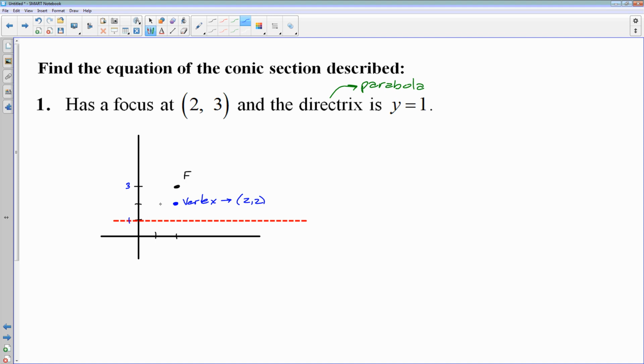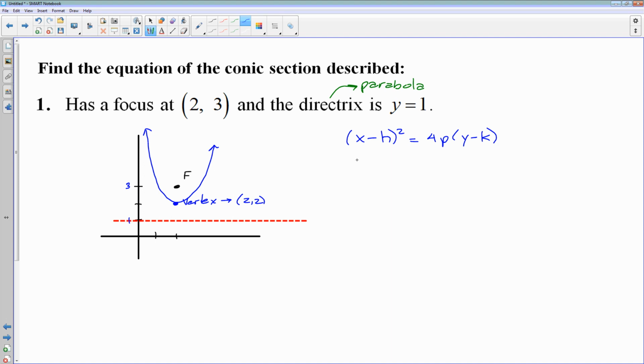Also, I know that my conic section always wraps around the focus. So I know this is a parabola that's going to open up. It's going to hit my vertex and wrap around the focus, something like that. Since it's a parabola that opens up, then I know that my general form is going to be (x minus h) squared equals 4p times (y minus k). If it opened left or right, then I would square the y's and not the x's. So I know it's this general form.